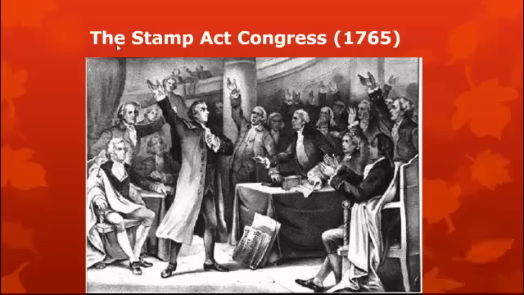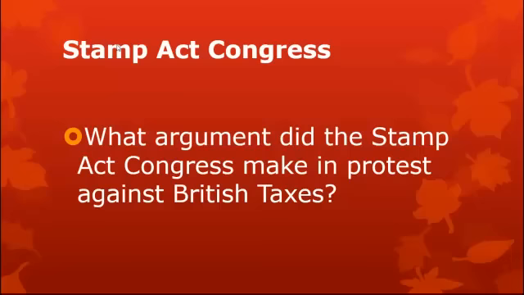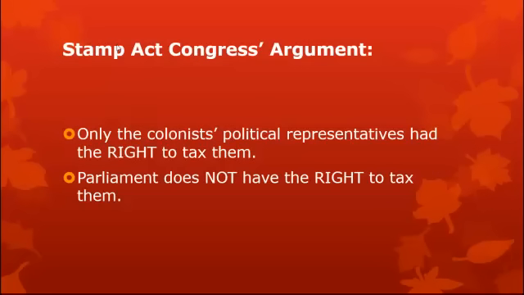So in response to these laws, the Stamp Act Congress is called in 1765. In response to the Stamp Act and all these things, the Stamp Act Congress is going to make an argument in protest against these British taxes. They're going to call on social contract theory to basically say that only the colonists' political representatives, the ones whom they elect, have the right to tax them, because the colonists agreed to the government, and so they would agree to pay the taxes. They said Parliament does not have the right to tax them because they did not agree to these taxes and they did not have a vote.